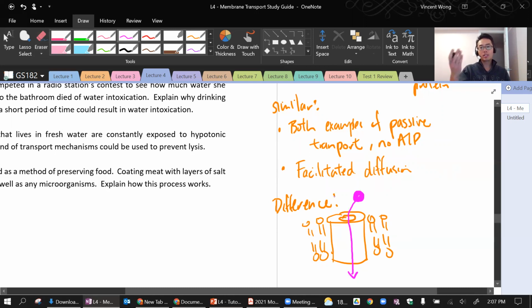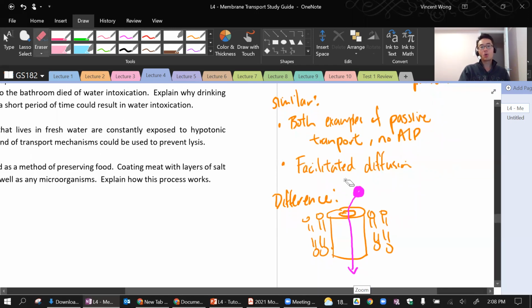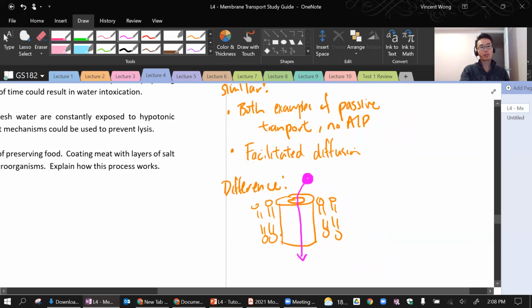What determines which direction it goes is going to be the concentration gradient. If it's high on the outside and low on the inside, it will come in. If it's high on the inside and low on the outside, then it will go out. So the channel protein basically shields the molecule, whatever it is trying to cross, from the hydrophobic environment created by the phospholipid bilayer. So it's like a tunnel. You go through a tunnel.